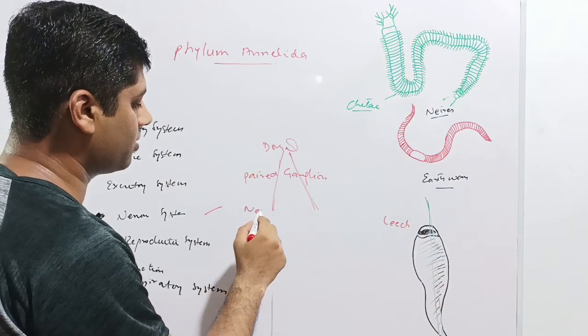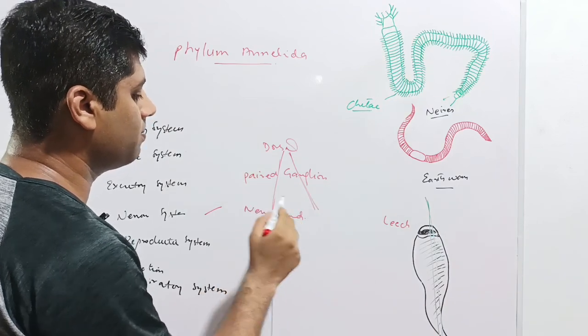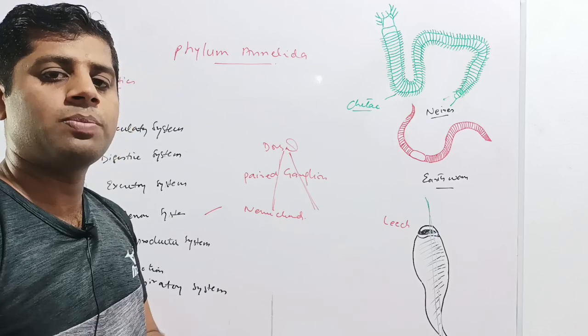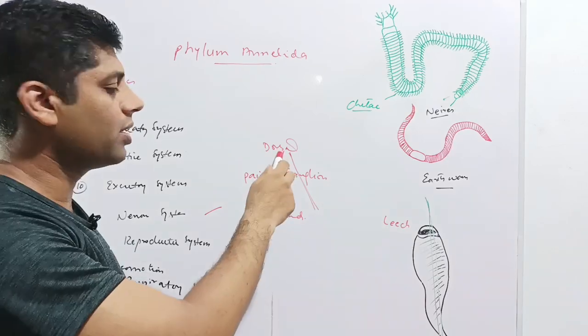So these are the nerve cords. The nervous system is simple, comprising the paired ganglion which are present on the dorsal surface of the animals, from which the nerve cords are arising.